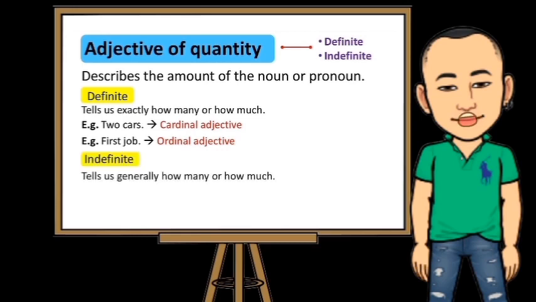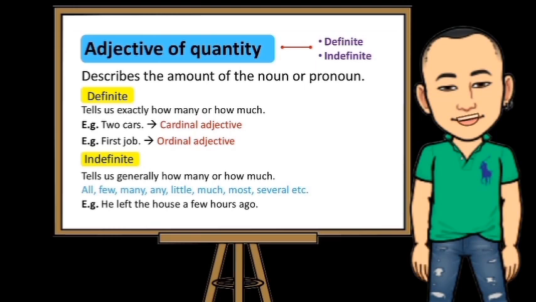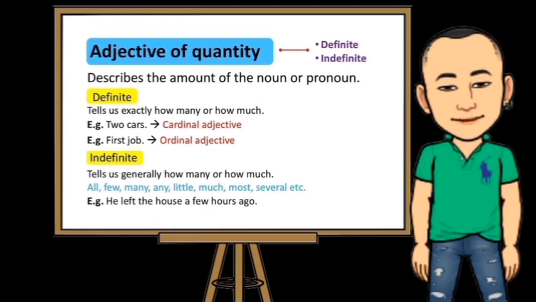Indefinite. This type tells us generally how many or how much. For example, all, few, many, any, little, much, most, several, etc. For example, he left the house a few hours ago.